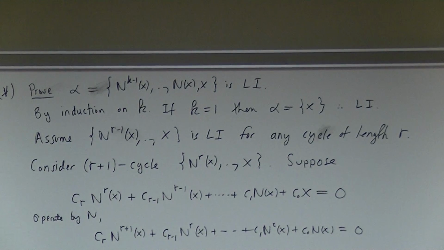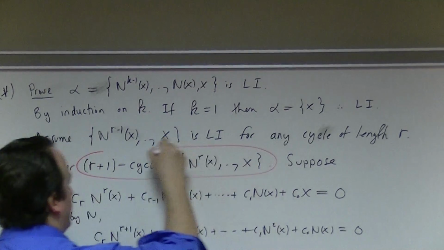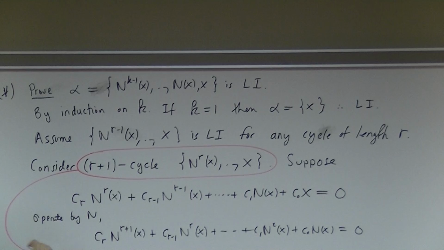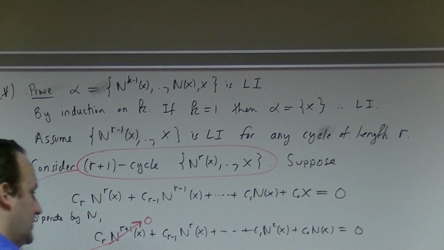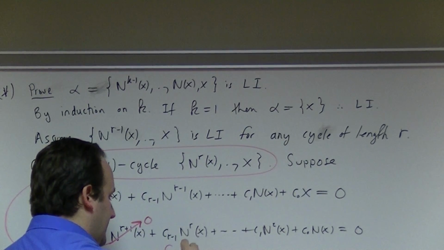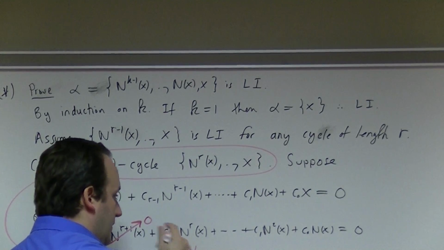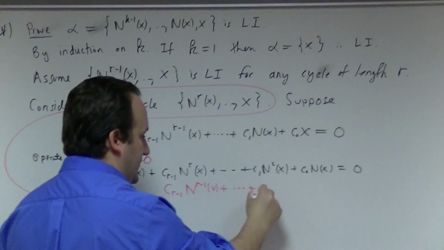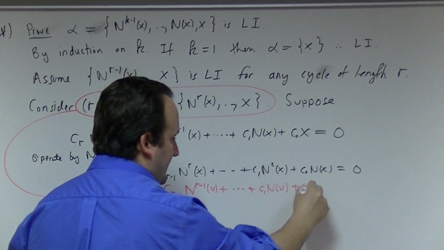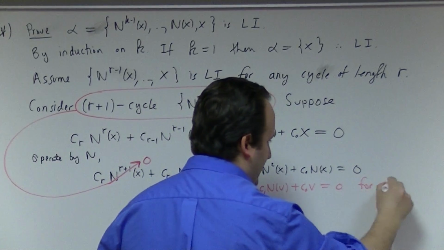But I assumed that this was an r plus 1 cycle. What does that mean in our current language? That it is 0. That means that I'm assuming that this goes to 0. So look at what we have. We have c_(r-1) n^(r-1) acting on v, plus and so on, plus c1 n acting on v, plus c naught v equals 0, where v equals what?